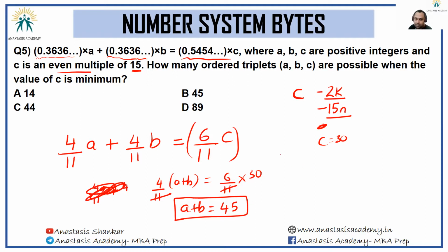And if A plus B is equal to 45, and both of them are positive integers, the cases will range from 1 and 44 and will keep going till 44 and 1. So how many ordered triplets are possible? We will have 44 solution sets here, and in each of these cases, C will still be equal to 30 only. Answer is option C, 44.